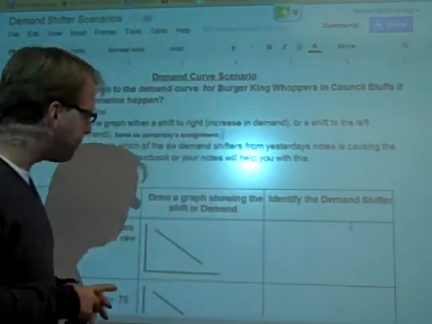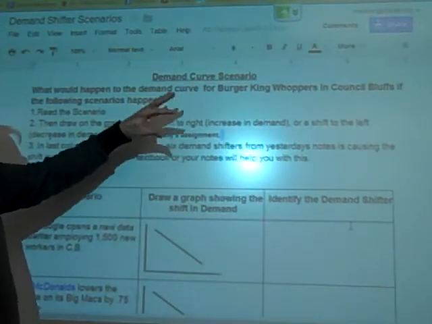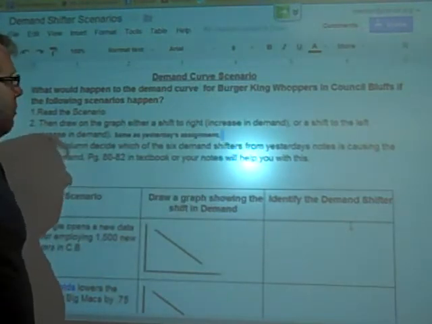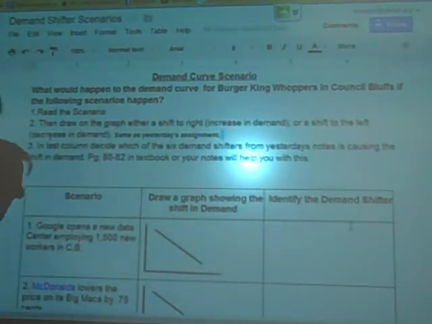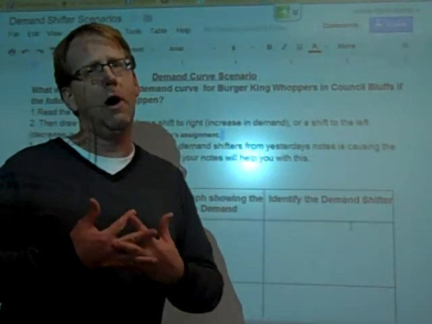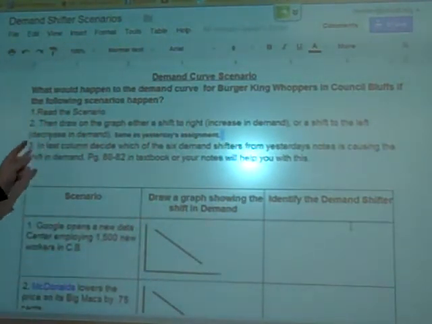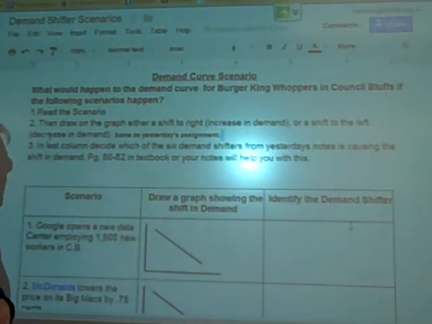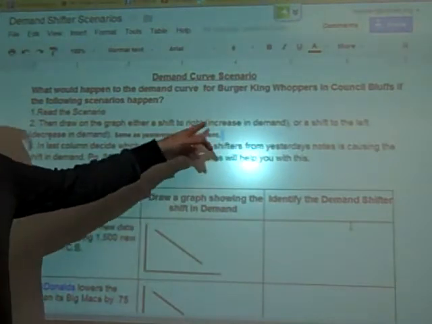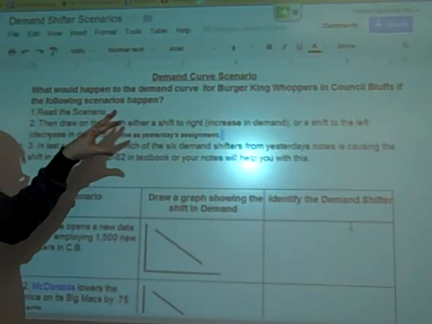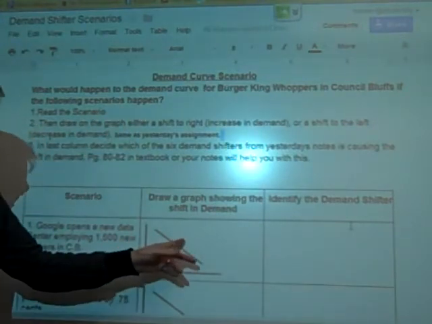So this worksheet is a lot like that. The directions say: what would happen to the demand curve for Burger King Whoppers in Council Bluffs if the following scenarios happen. So you're going to read about the different scenarios and try to figure out what would happen to demand for Burger King Whoppers. The first thing you do is read the scenario. Then the second thing you'll do is draw on the graph in the middle column either a shift to the right, showing an increase in demand, or a shift to the left, showing a decrease in demand. That's the same thing you did in yesterday's assignment. You're going to draw that right here on the graph.